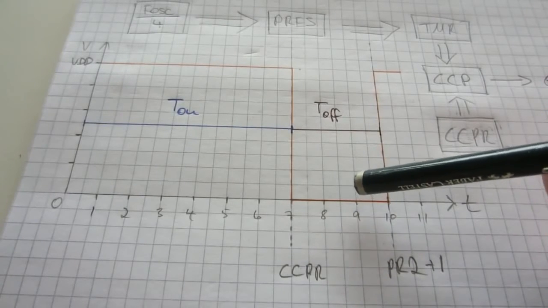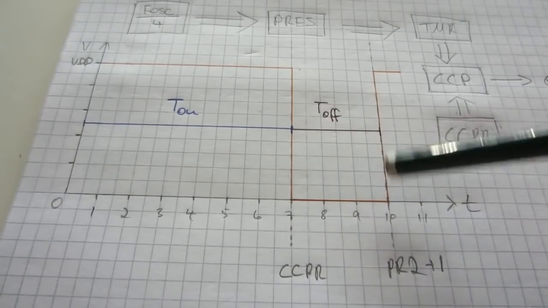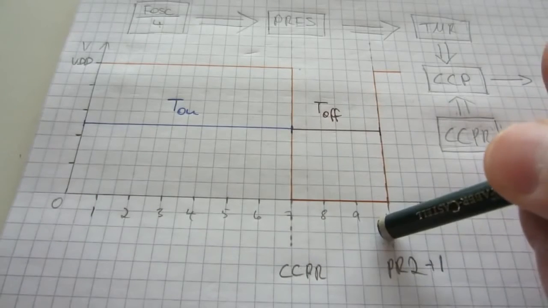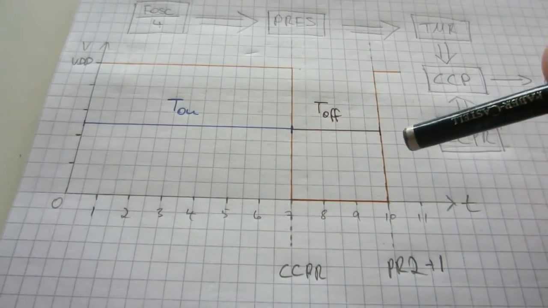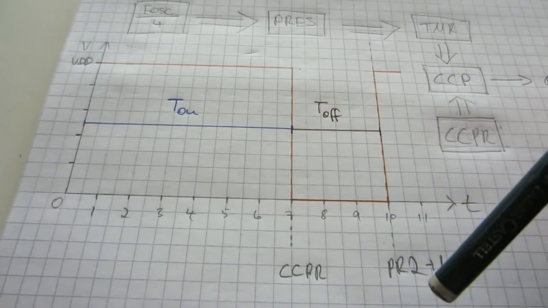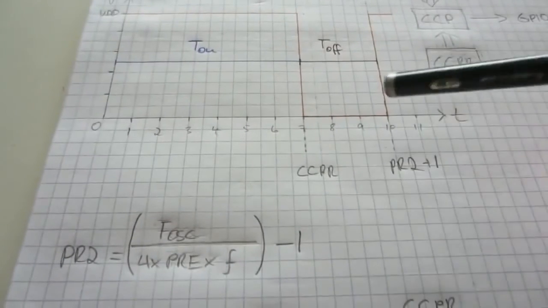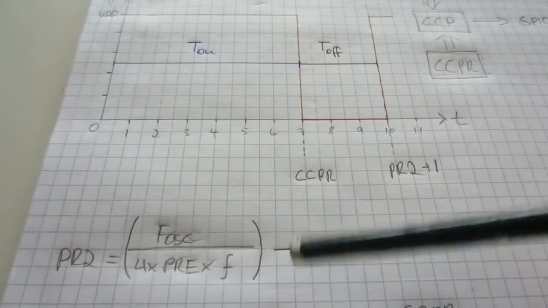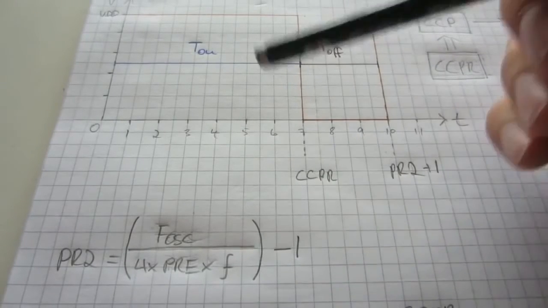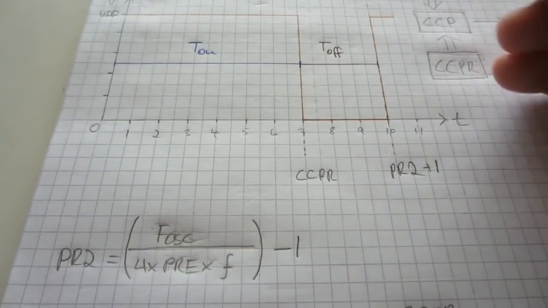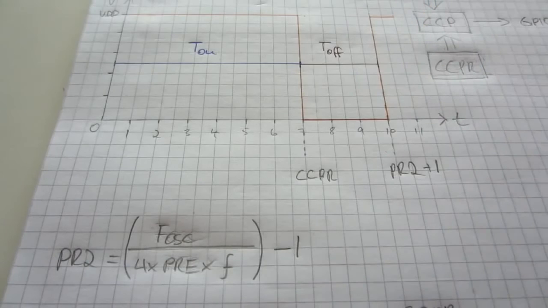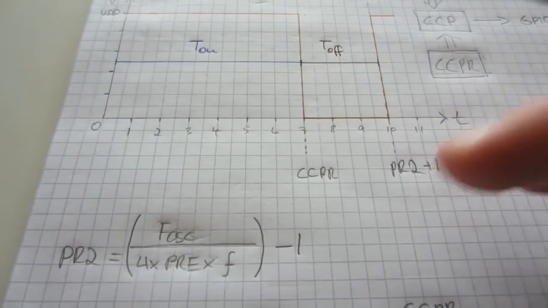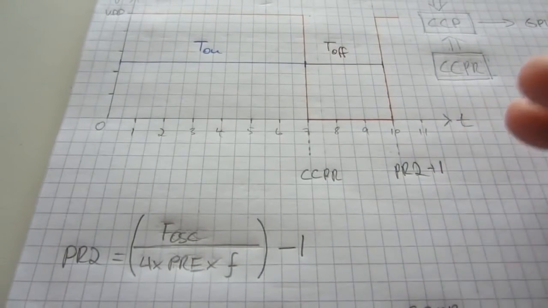But actually this edge occurs when the timer overflows, so when the period register is increased one more and then the timer is reset. So we have to set PR2 equal to this term minus 1 so that we get our correct frequency. Otherwise we would get a frequency that is a little bit too fast compared to what we've calculated, or what we would actually expect it to be.